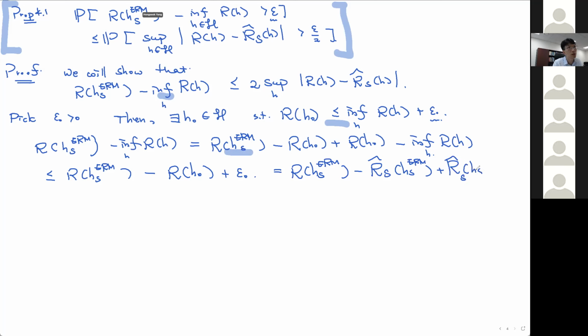Same thing. So H0 plus epsilon 0. But because this is a minimizer, if we replace its argument to H0, then its risk will grow. Its error will grow. Okay, so we use this fact to obtain a new bound.